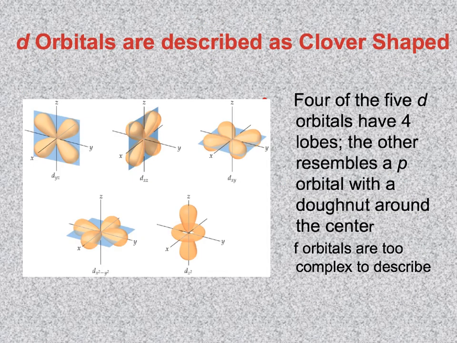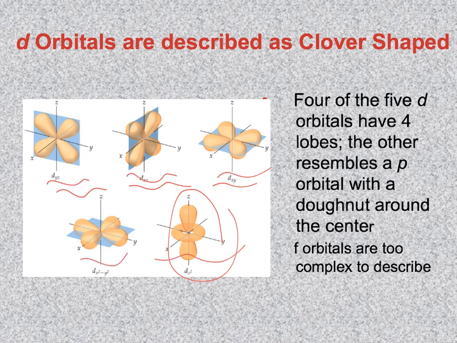And we have the d orbital, which gets kind of odd. D orbitals are typically described as clover shaped. There is this one funky one. You don't need to be able to draw or describe a d orbital, but there are 5 different d orbitals, again equal in energy, but with different orientations in space.